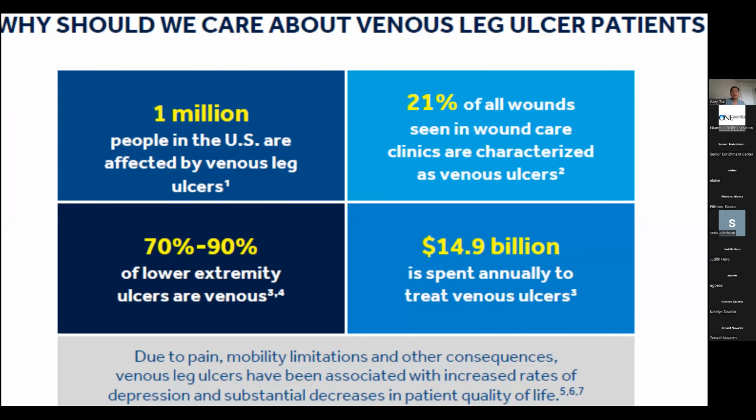So why do we care about venous leg ulcer patients? Like we said, 1 million people are affected in the US. 70 to 90% of ulcers that we see in our patients in the lower extremities are due to venous reflux and venous insufficiency. It contributes to 20% of all wounds seen in wound care clinics. Those are venous ulcers, and almost $15 billion is spent annually to treat these ulcers. So it is important that we try to tackle these earlier, and we try to manage our patients well to prevent those complications.